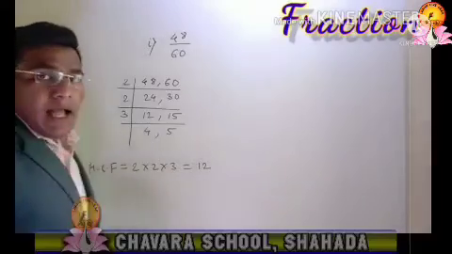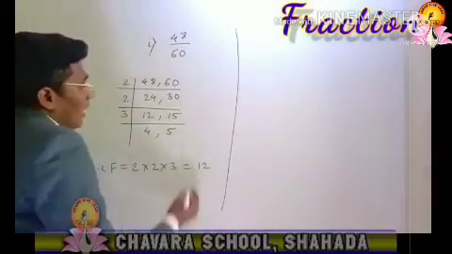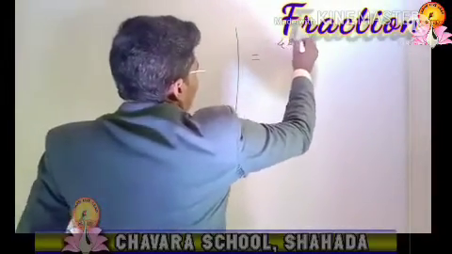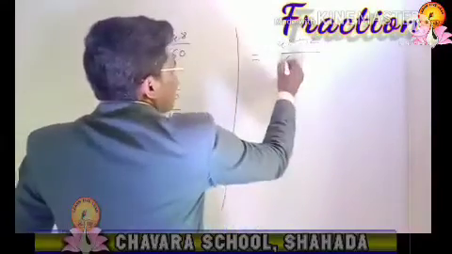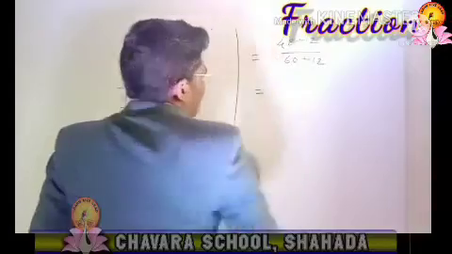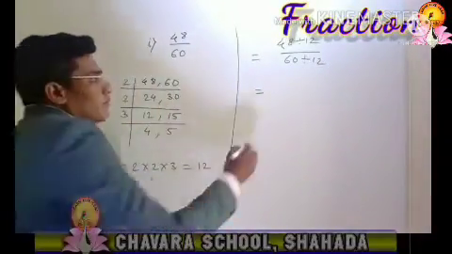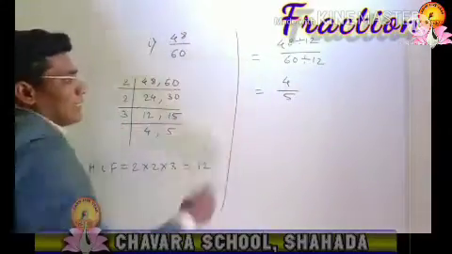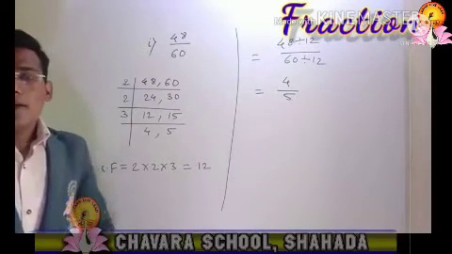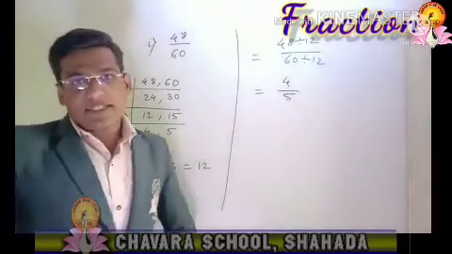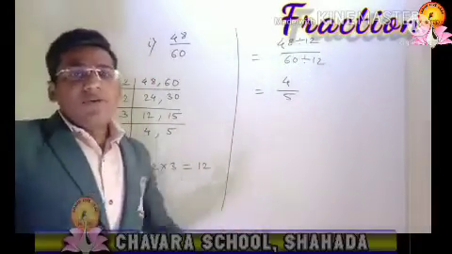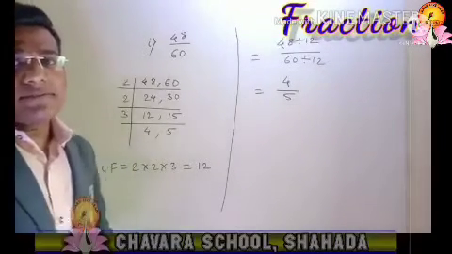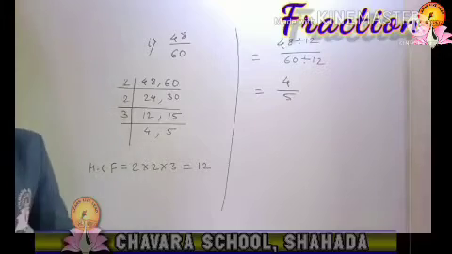Now after putting the HCF in the above equation as a division part, 48 divided by 12 upon 60 divided by 12. So we get 12 4s are 48 and 12 5s are 60, and this is nothing but the lowest term of the fraction, 4 by 5. This is how we can find out the lowest term of a fraction by using the HCF method.